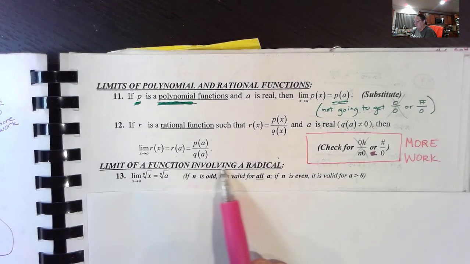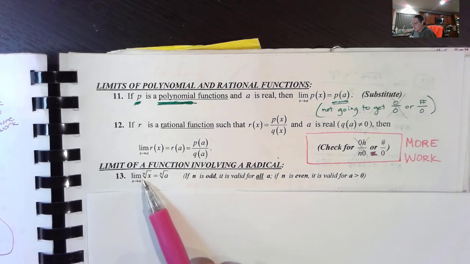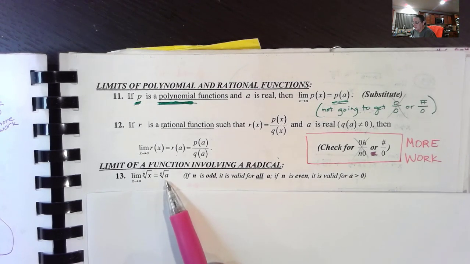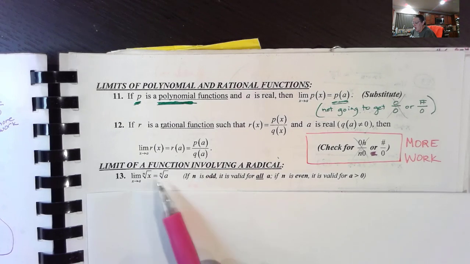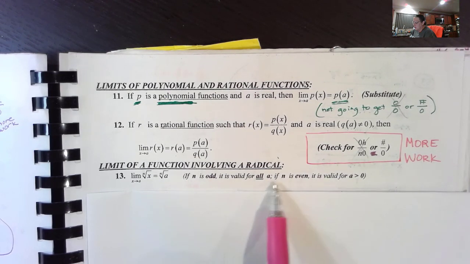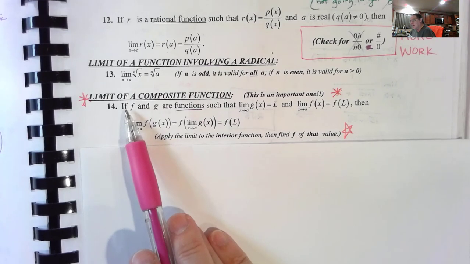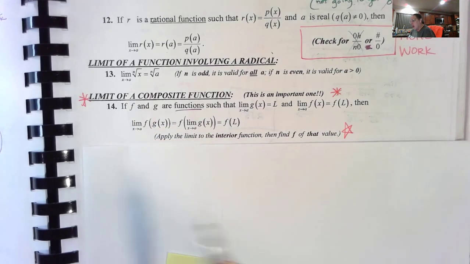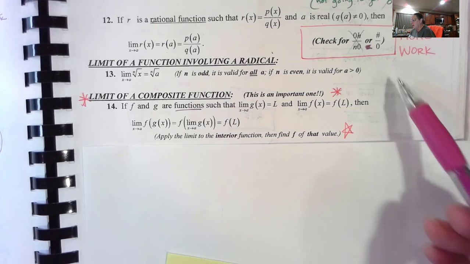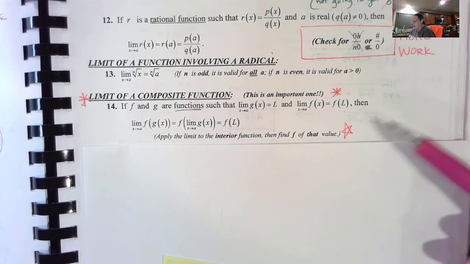The limit of a function involving a radical. Obviously, the limit as x goes to a of the nth root of x is the nth root of a. Now, let's remember, if I'm taking an odd root, then this is valid for all a's, whether a is a positive or negative number. But if we are taking an even root, second root, fourth root, sixth root, remember that your a cannot be negative. Now, this one can be very complicated, and there's a lot of little nuances on this one. So we're going to investigate this one throughout the semester with interesting type problems.